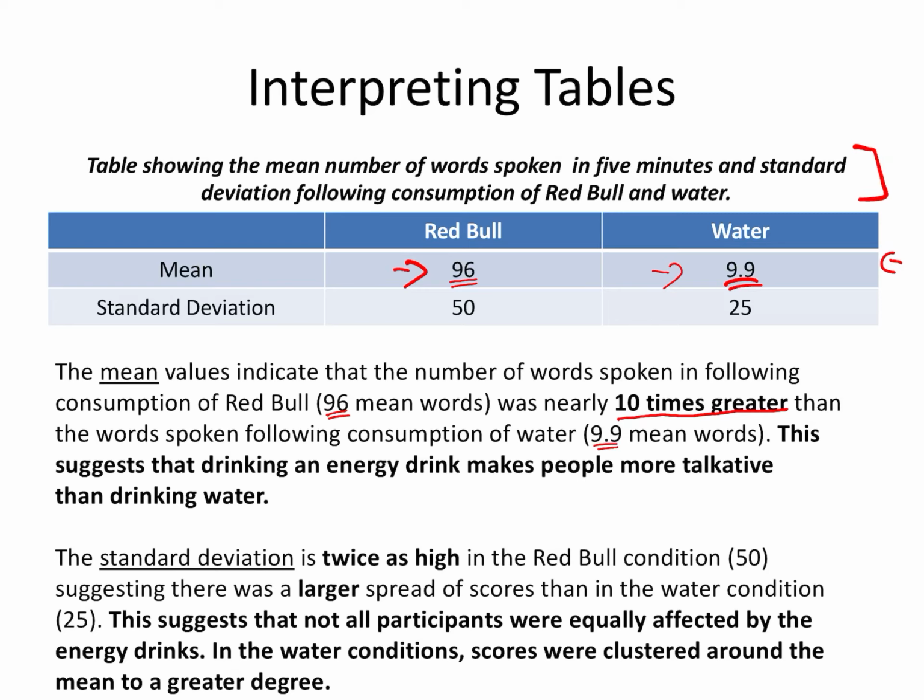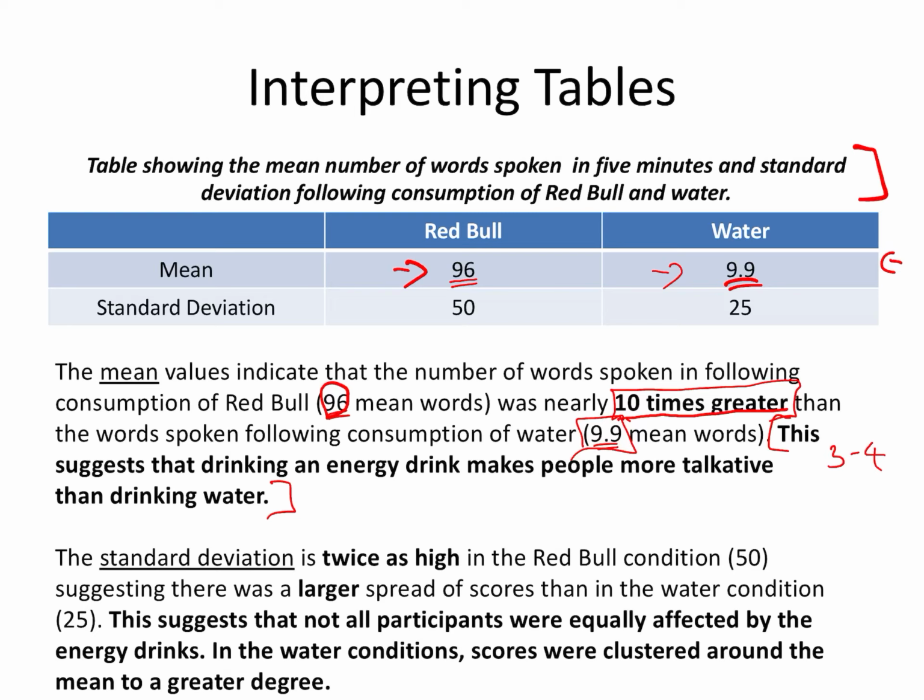If you don't include the data for the Red Bull and the water groups, you're not actually going to lose any marks. What the examiner's looking for is this. They're looking for you to say that it was greater and by how much, roughly. Then you need to make some sort of interpretation of these results. So the number of mean words spoken after Red Bull was greater than the number of words spoken after water. So what? This suggests that drinking an energy drink makes people more talkative than drinking water. And that will be getting you 3 to 4 marks.